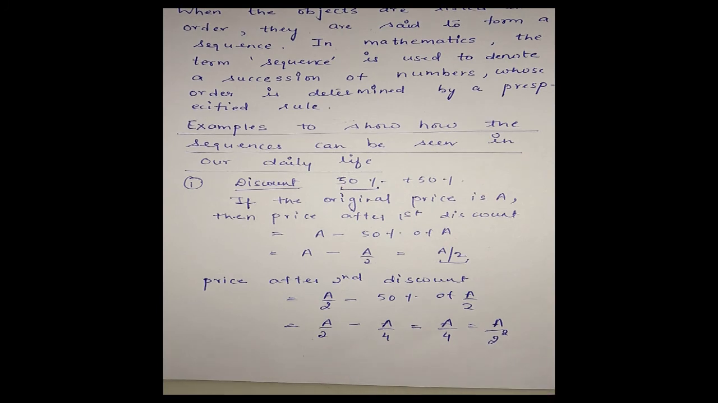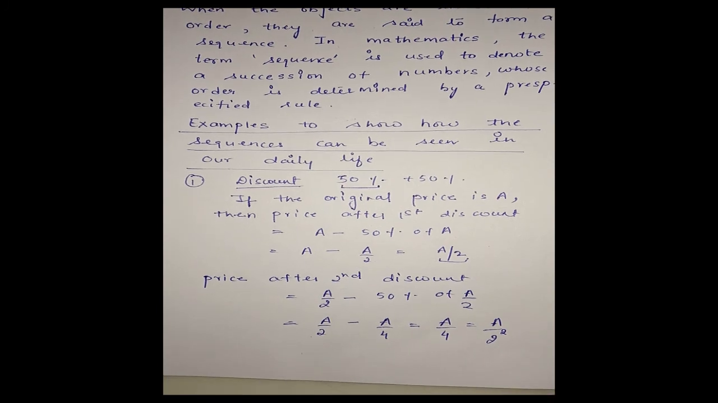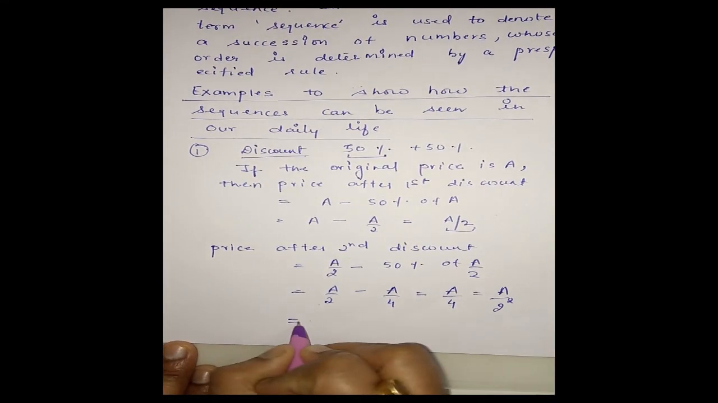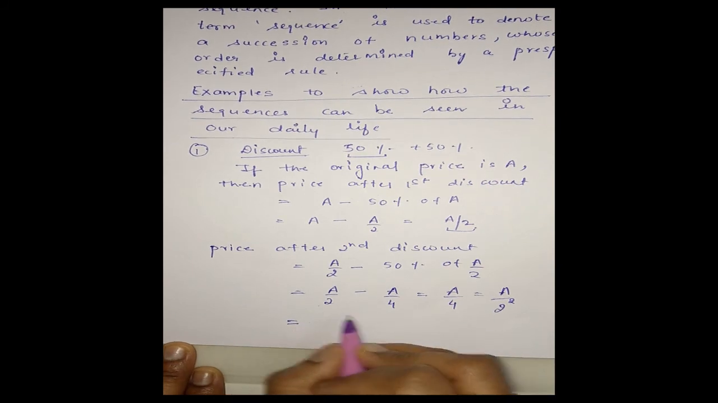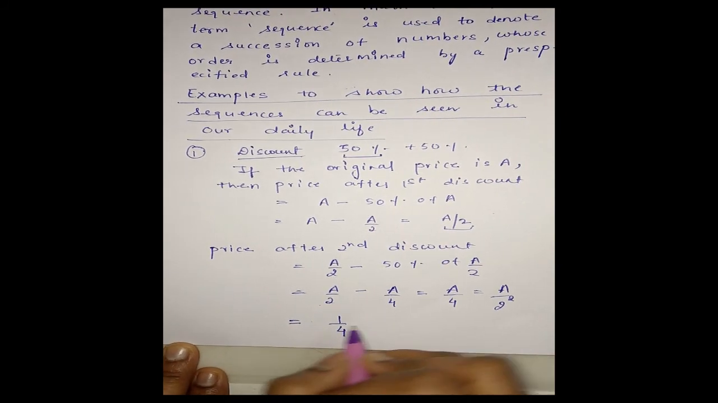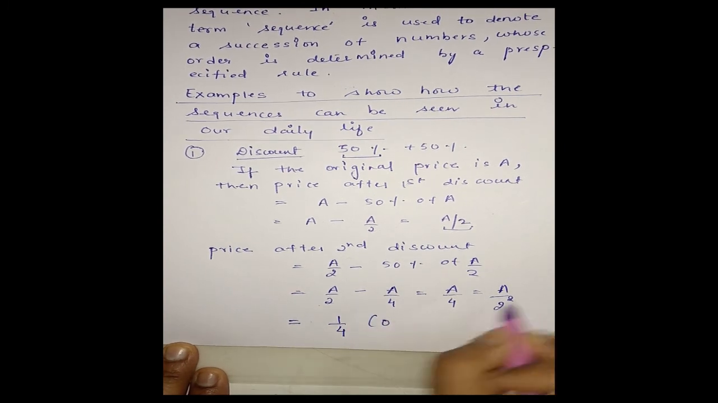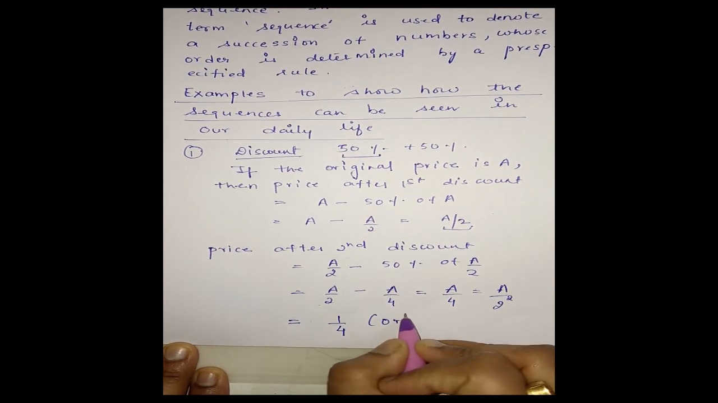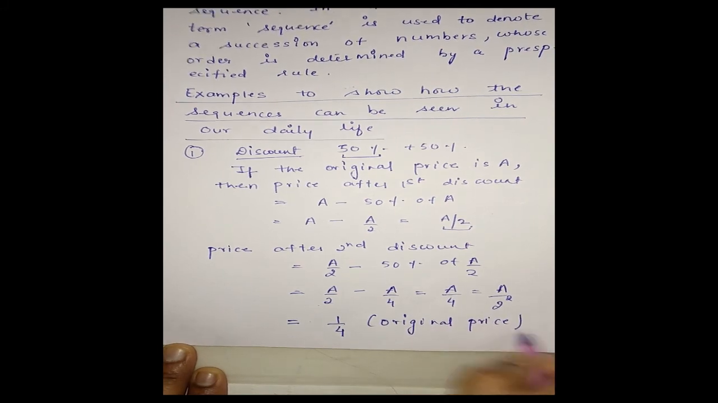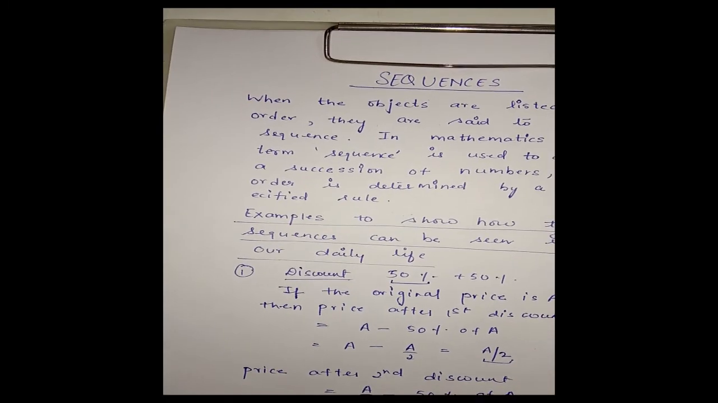Mathematically, I can also write it like this, A by 2 square. This is nothing but the price after the second discount is 1 by 4 into A, that means 1 by 4 of the original price. Okay, price after second discount. Clear?